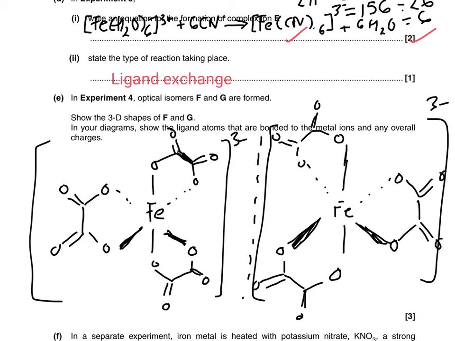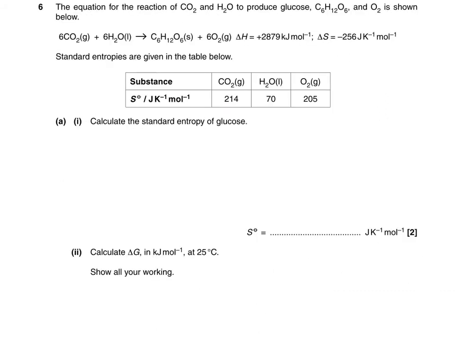1 mark for each isomer. And what's the third mark for? So, the third one, if you've got your -3 charge on the outside of the brackets of both isomers and no charges shown in the middle, for the third mark.